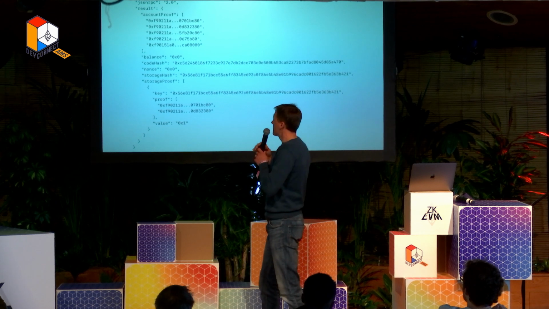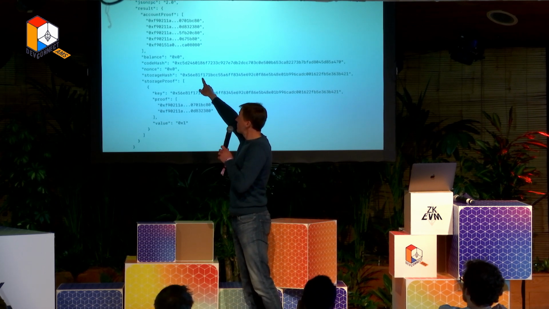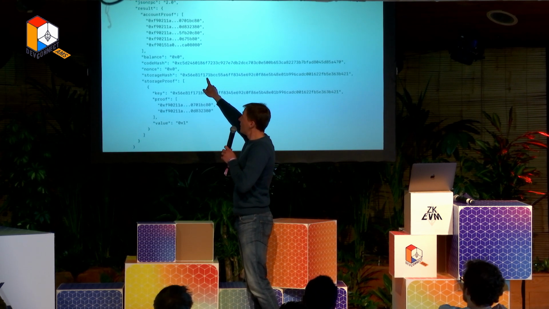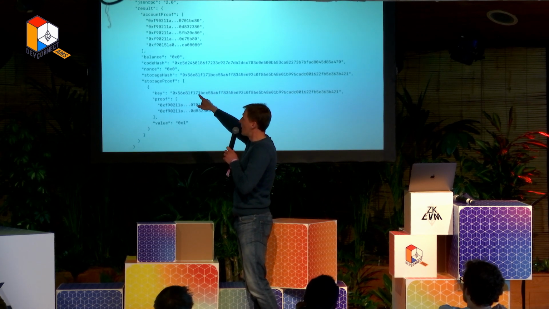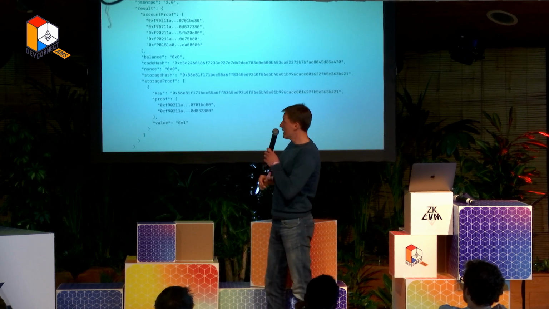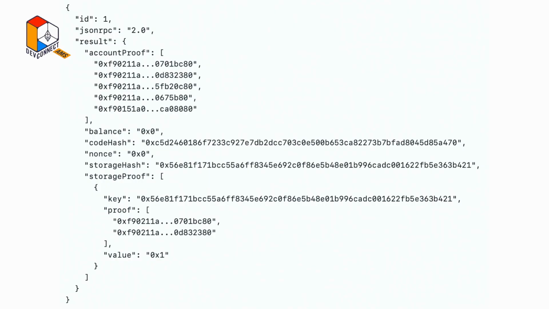But the last row is the account leaf, which contains this information here: balance, code hash, nonce, and the root of a storage tree. And then the situation is similar in the storage proof. We again have some branches, like this is the root branch in the storage tree, and it's the only one in this case. And this is the storage leaf, which contains key and value. In this case, the value is 1.